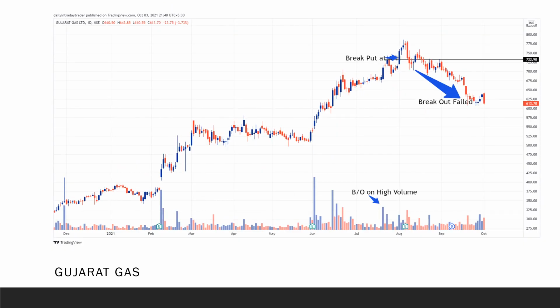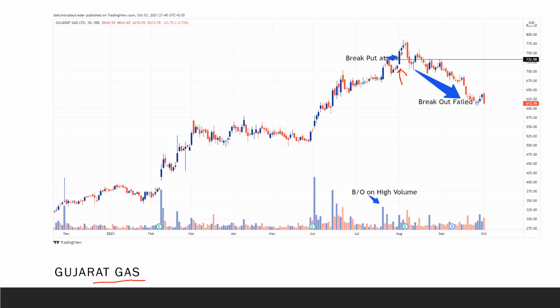This is the chart of Gujarat Gas. Recently, in this August month, there was a good news flow in the oil and gas sector. So here Gujarat Gas has given a good breakout at the level of 732. This is also a lifetime high for Gujarat Gas.